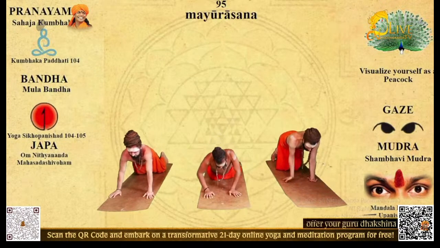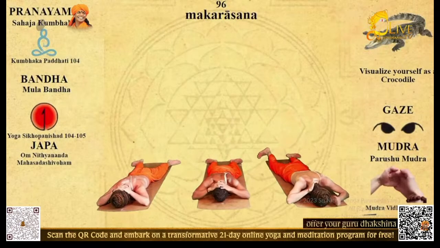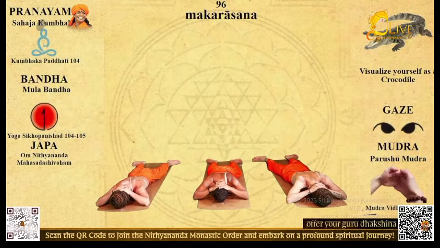Now lower your body down. Next asana is Makarasana. Hands interlaced at the back, feet open wide sides. Visualize crocodile in your inner space.